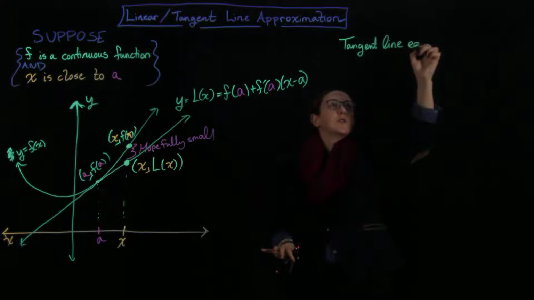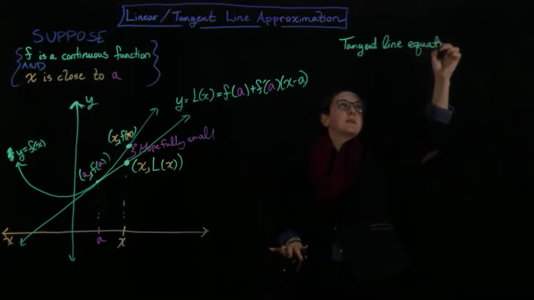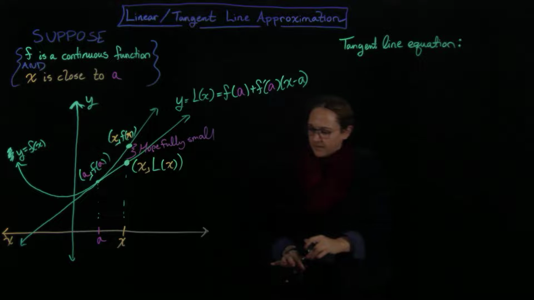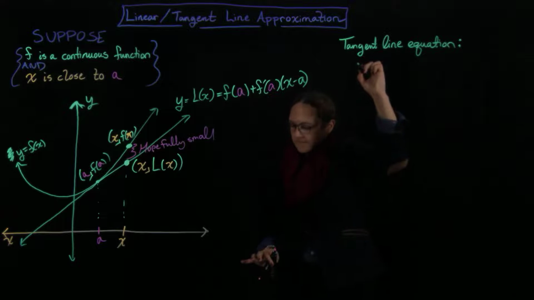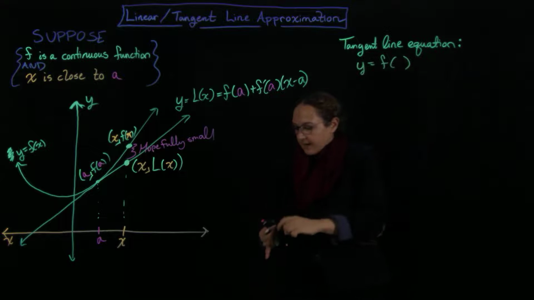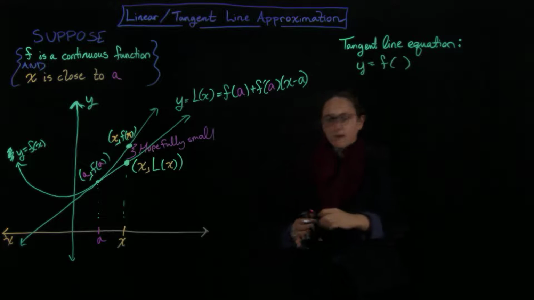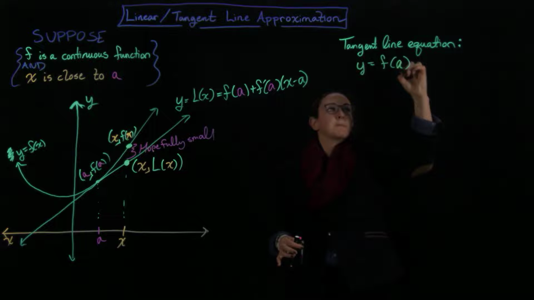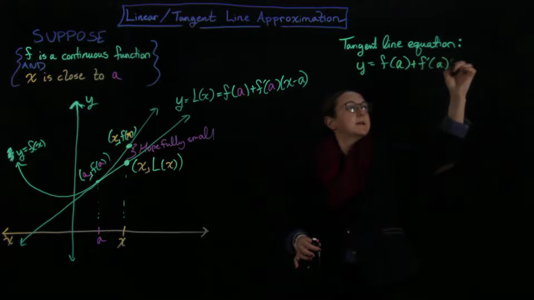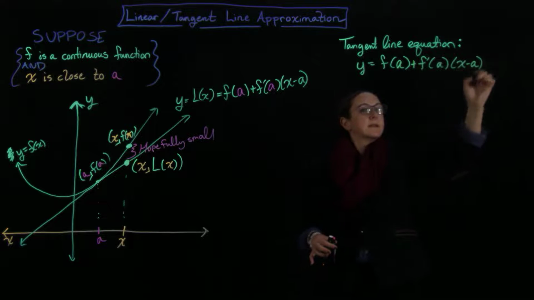Written in this form. We've written it in other forms. We haven't written it in this form explicitly, and so let's just write it in this form. It is going to be y equals f of a plus f prime of a times x minus a.